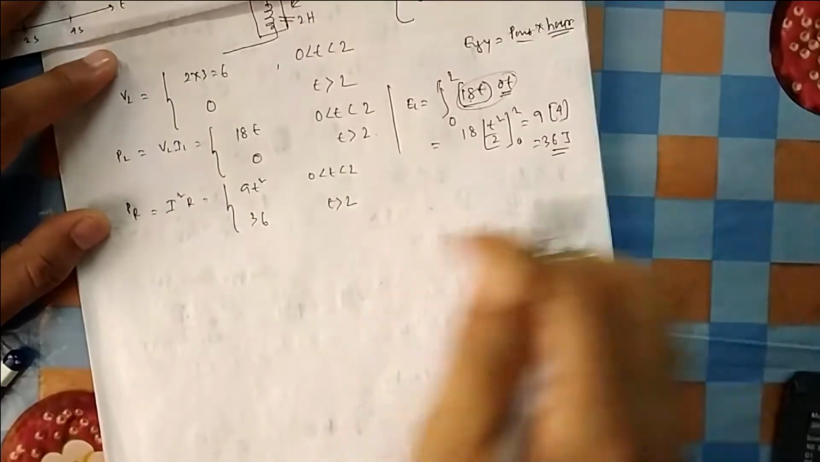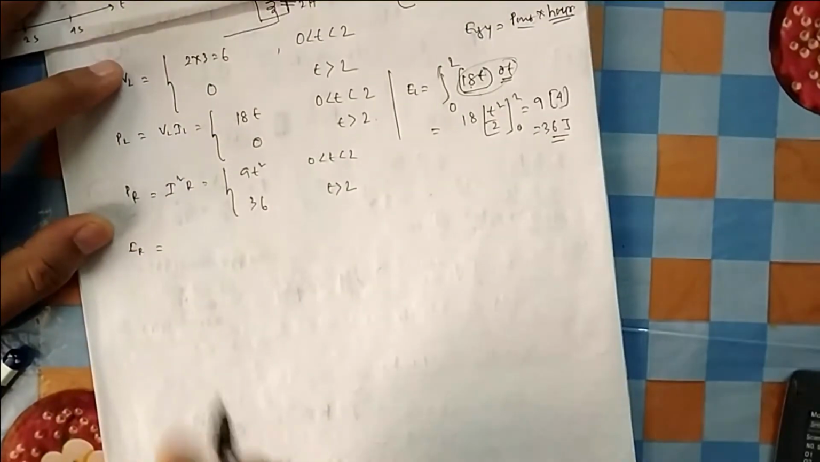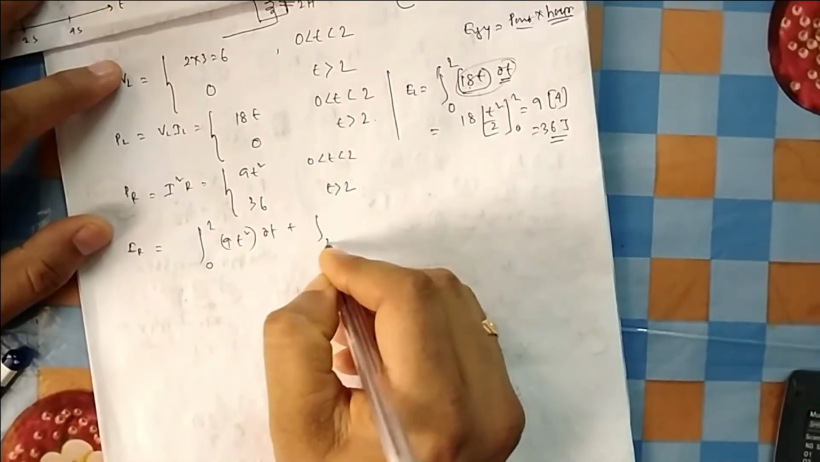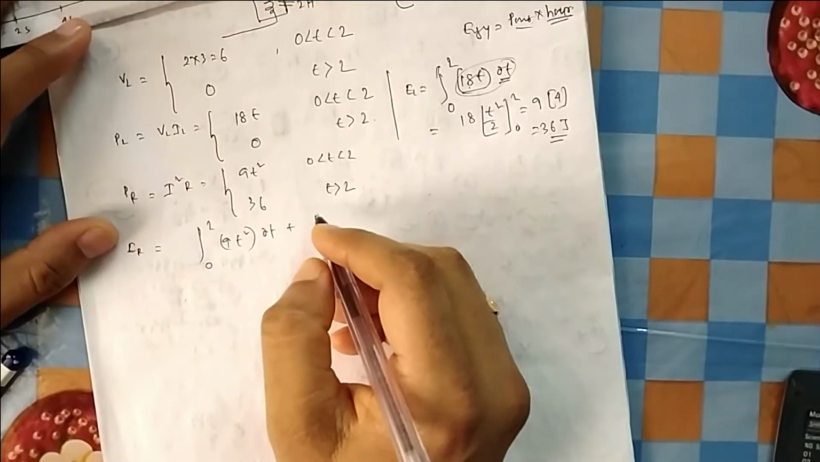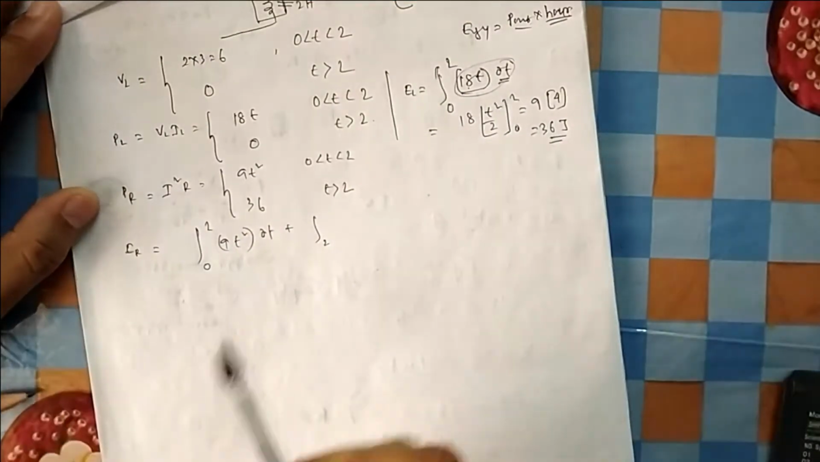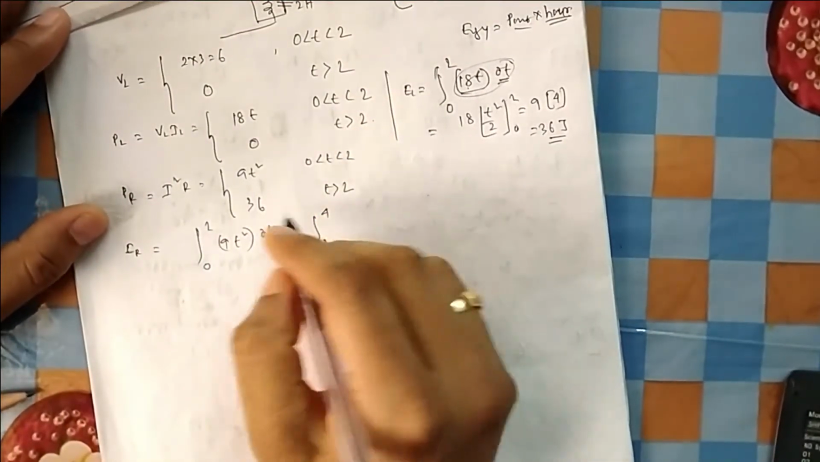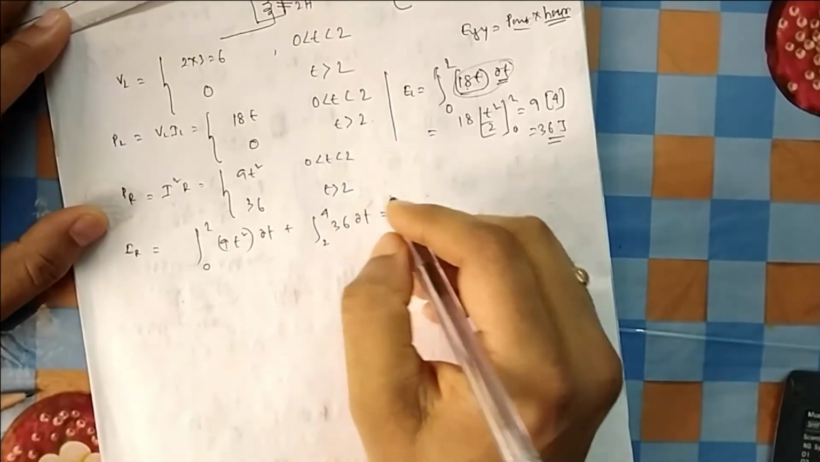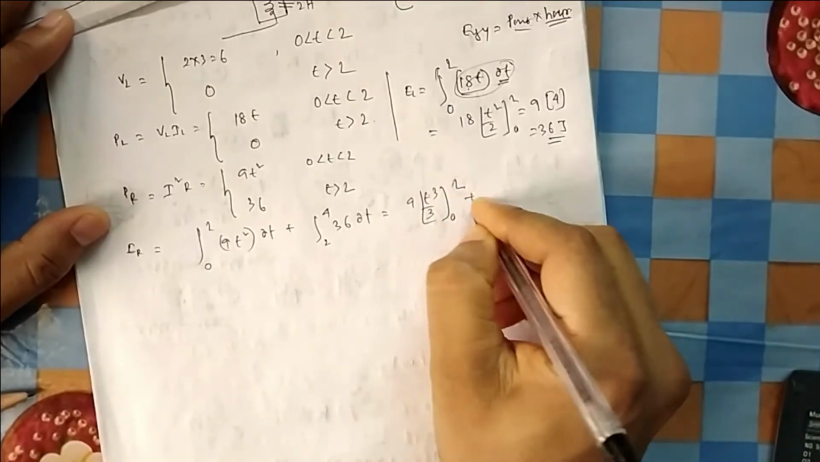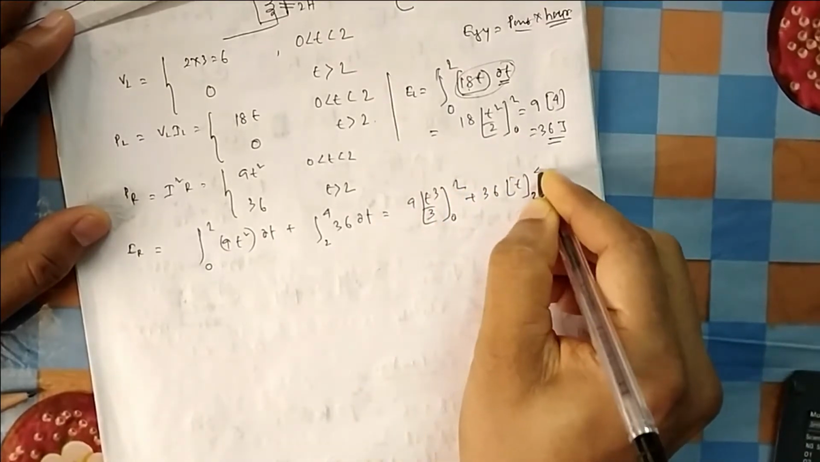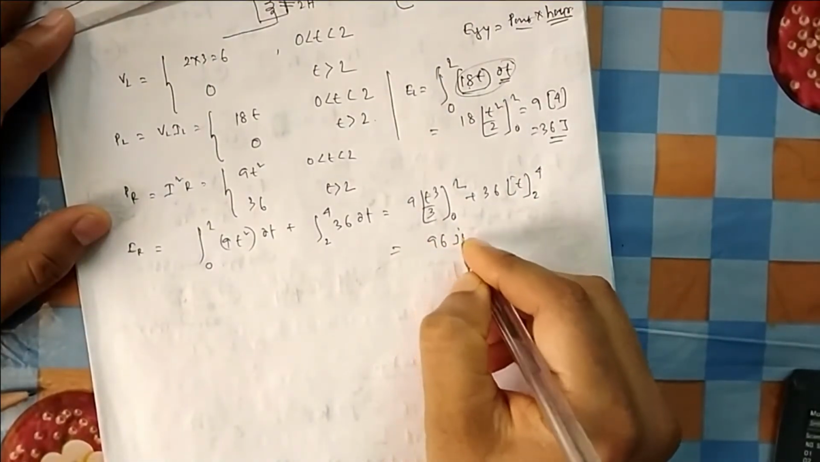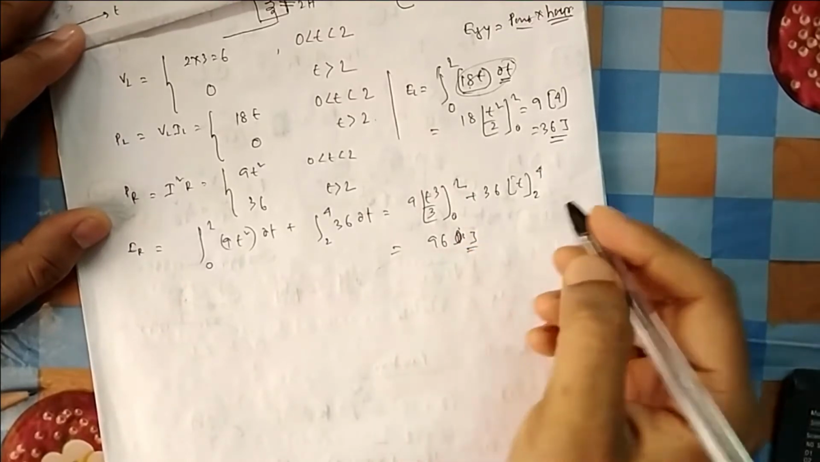So again, what is the energy in the resistance part? You again do power into hour: 0 to 2, 9t square dt, plus 2 to 4, 36 dt. I think they have asked for the first 4 seconds, so up to 4 seconds we will go. You can do it: 9t cube by 3 with limits 0 to 2, and 36t with limits 2 to 4. Upper and lower limits you can easily put; I am not showing it. Thus it will be 96 joule. So it is 36 joule and 96 joule.